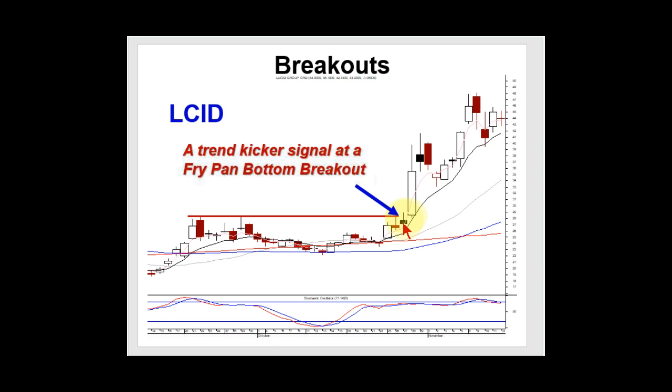Let's see, what was I saying? Oh, 1, it's moving in the right direction. 2, the expectation coming out of a fry pan bottom is a strong price move. And 3, if you're in a pattern breakout, usually the strength of that move will continue in spite of what the overall market direction is.